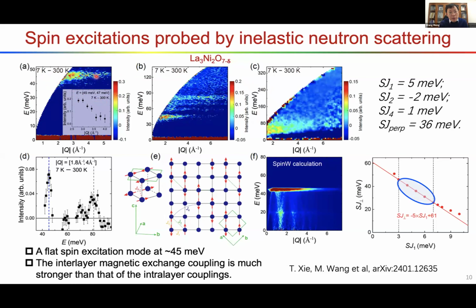With the very limited signal, we couldn't determine the magnetic structure, but we tried many different structures and simulated the spin excitation spectrum with different magnetic exchange couplings. So the conclusion is the interlayer magnetic exchange couplings are much stronger than the intralayer couplings. Here is a set of parameters we used for this simulation. We can see the interlayer coupling is 36 millielectronvolts, but the intralayer couplings are around several millielectronvolts. There's a range for the interlayer and intralayer coupling parameters which can reproduce the experimental results, but the conclusions are the same.